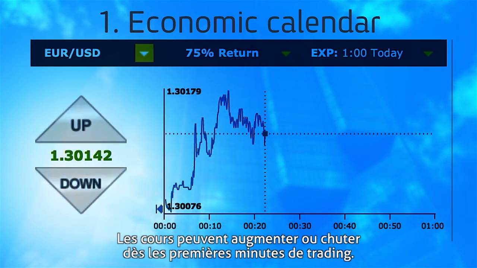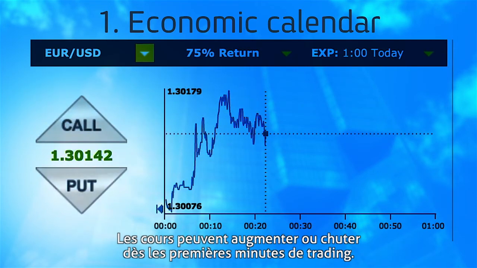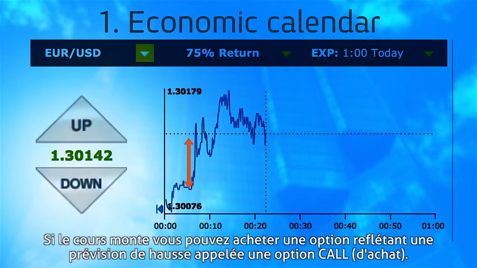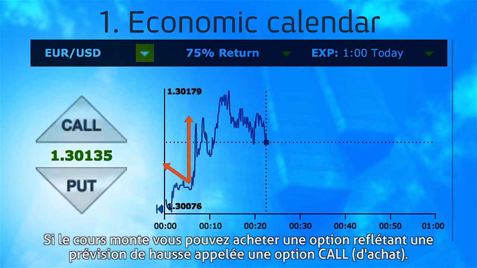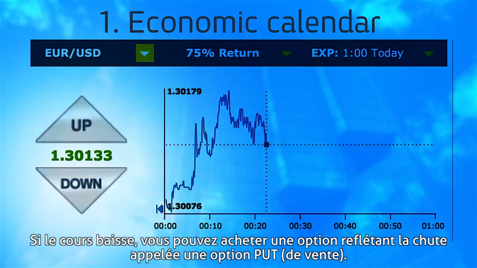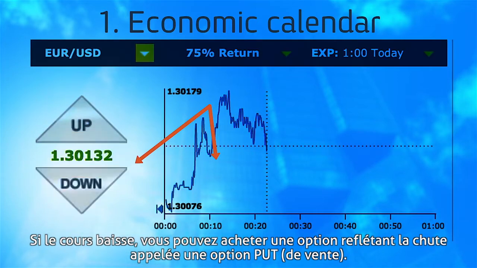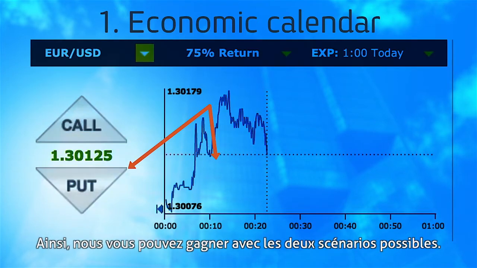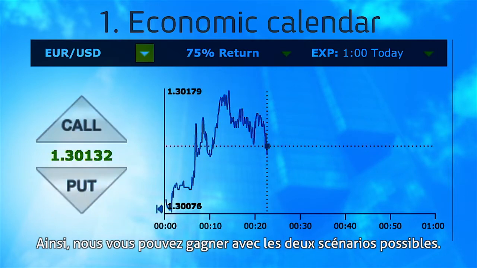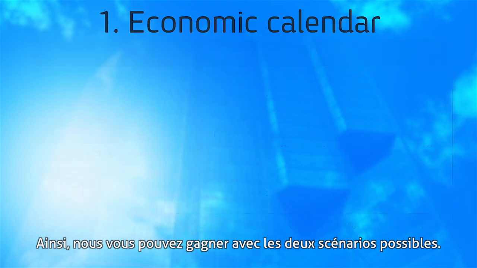Prices can rise or fall from the first minute of trading. If the price goes up, we can buy an option reflecting a price rise forecast called a call option. If the price drops, we can buy an option reflecting the decline called a put option. This way, we can actually gain from both possible scenarios.